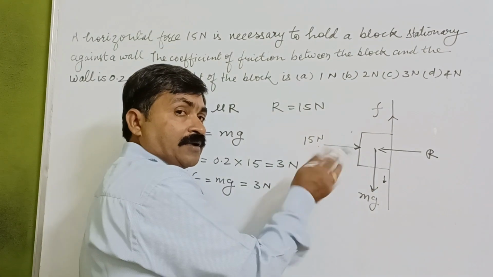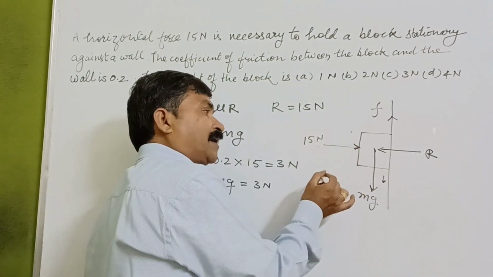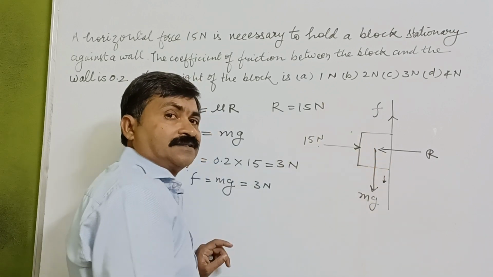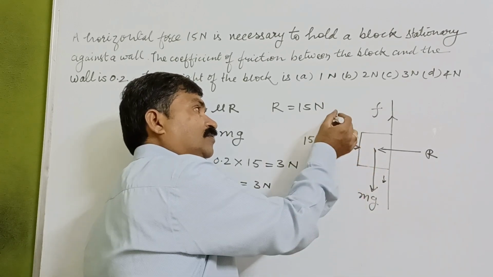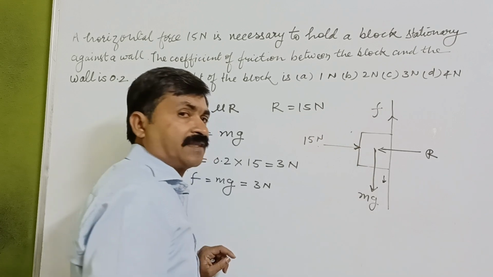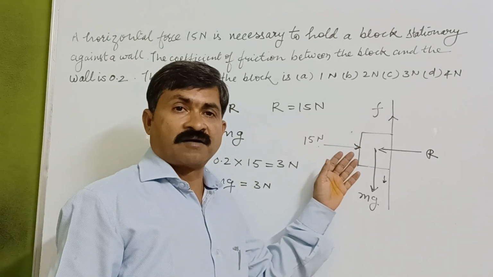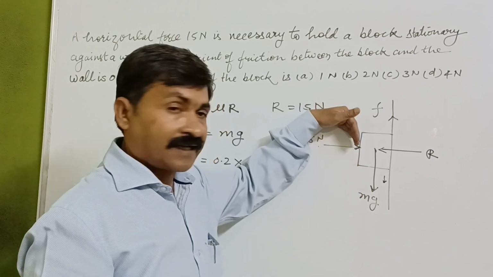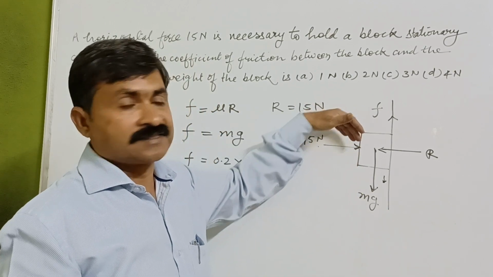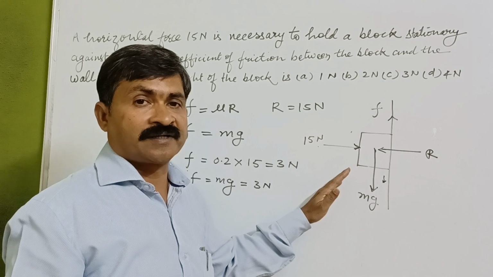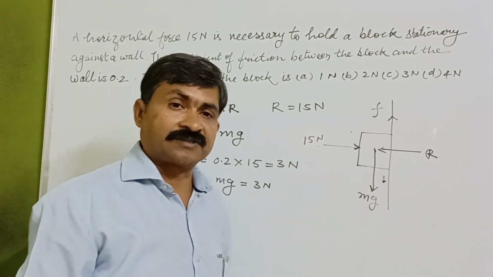Now in this, there may be a change: if a force is applied like this, then what do we have to do? Suppose it is like this. In this case, we have to take its components, as an angle will be given to you. Then from that angle you can determine the two components and solve the question.